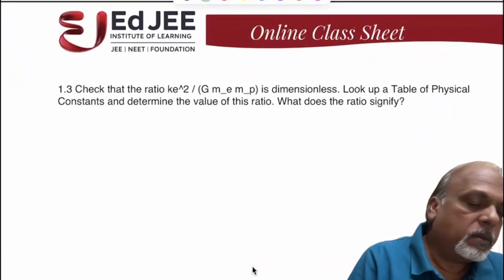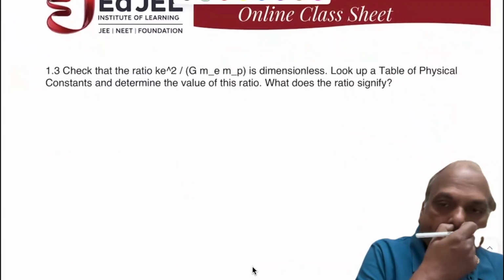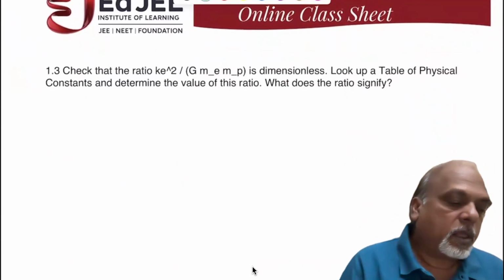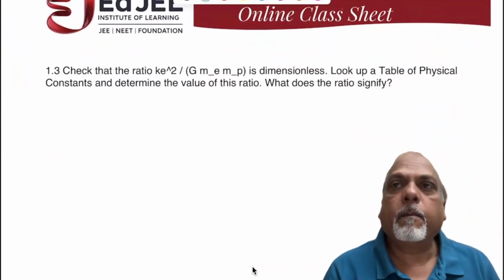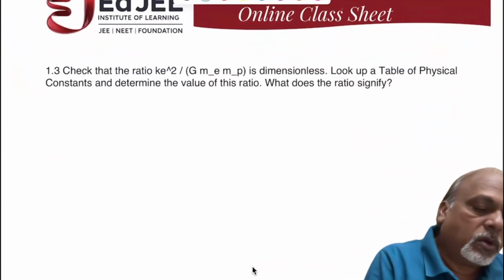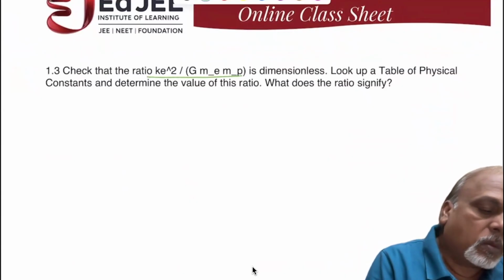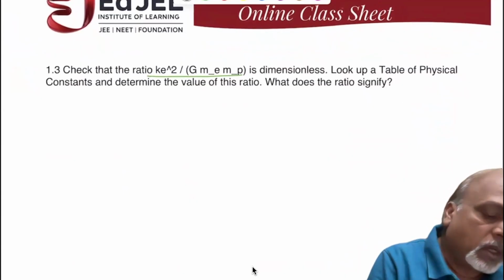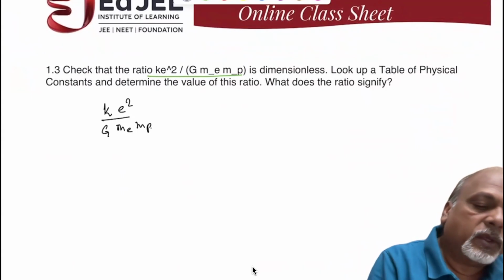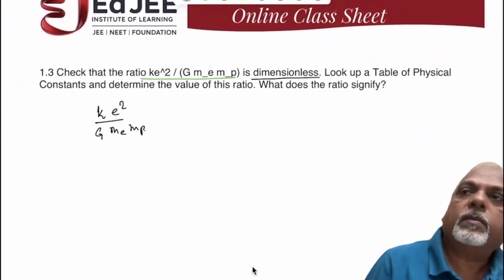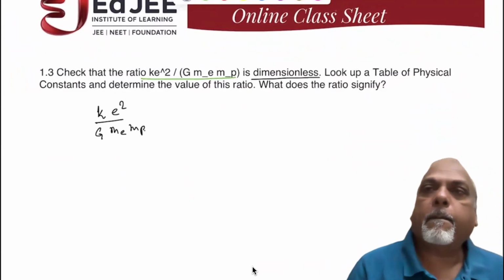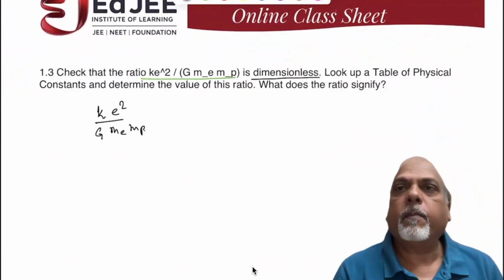Now we should go to the third problem. Third problem says check the ratio. So the ratio is this: K e square upon G m_e m_p is dimensionless. Correct?